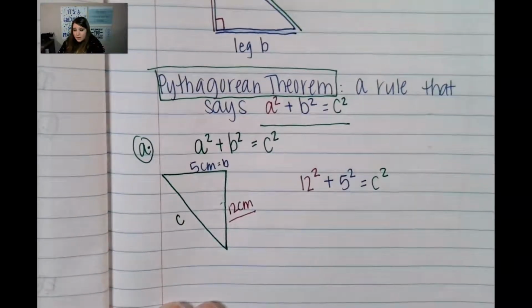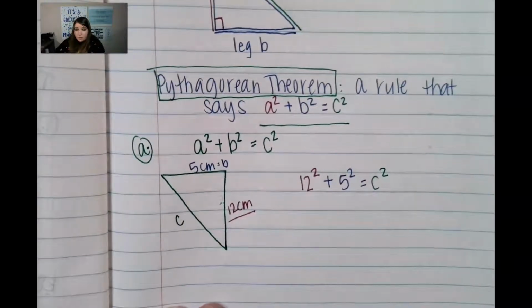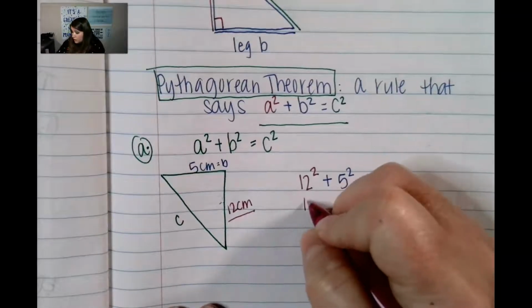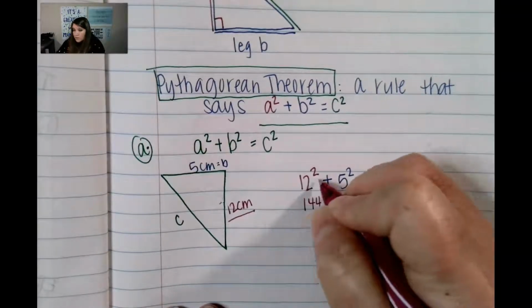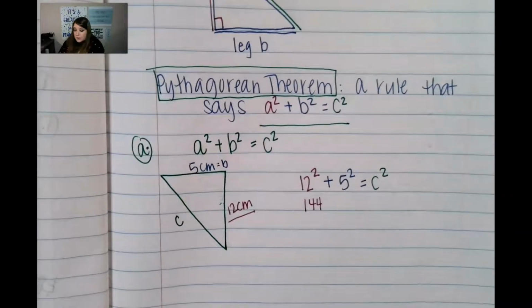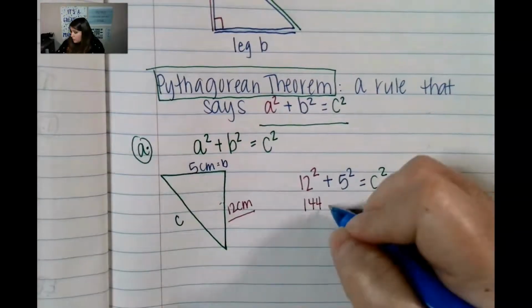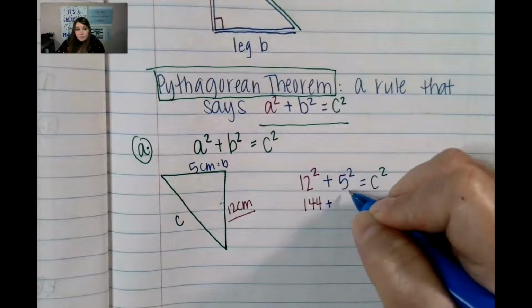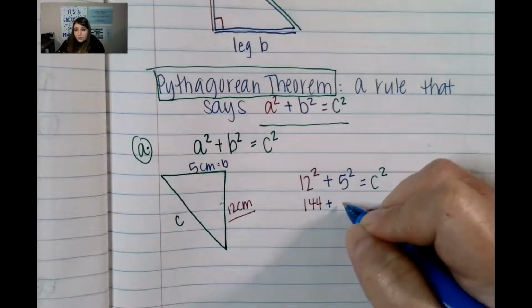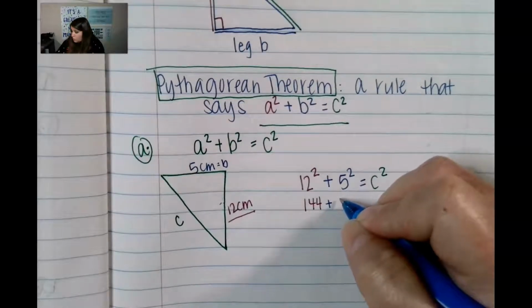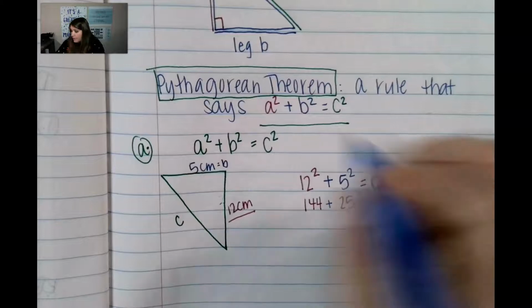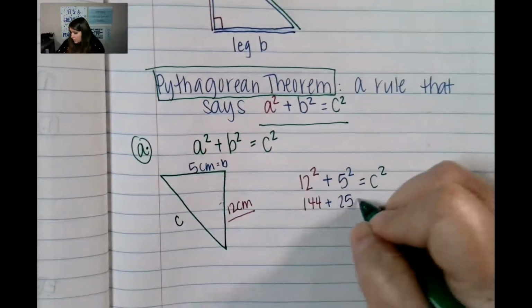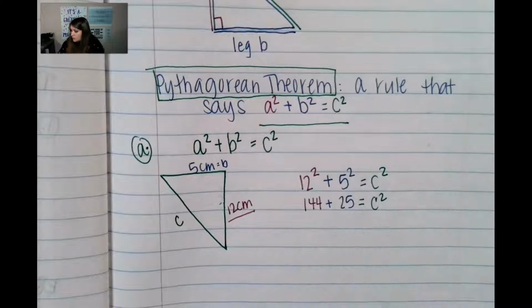So let's go ahead now and solve this. So we have 144 because 12 times 12 gives us 144. Plus, we have 5 times 5, which we know is 25. And this is going to continue to equal c squared.